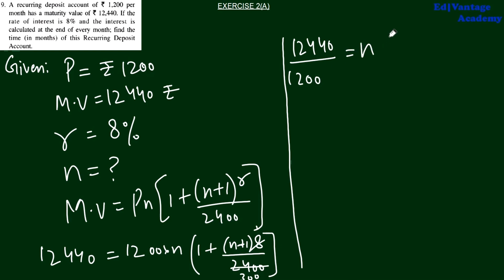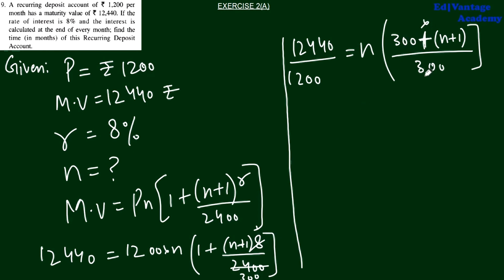Choice is yours. After taking LCM, it is coming 300 plus the N plus 1 bracket. Because R got cancelled, LCM is 300. You can see here, I can't cancel 300 and 300 because there is no multiplication here. It's a term, it's plus here. Whenever there is plus or minus and the denominator is for more than a term, you can't cancel. Here 2400 was only for this part, bracket into 8. If it was multiplication here, I could have cancelled 300 and 300, but since it's not.